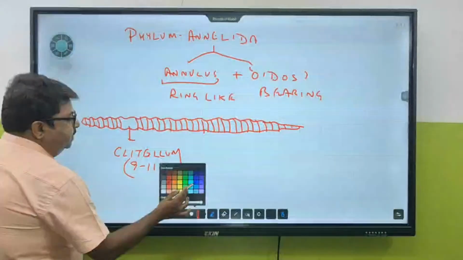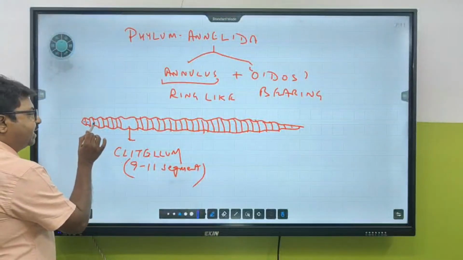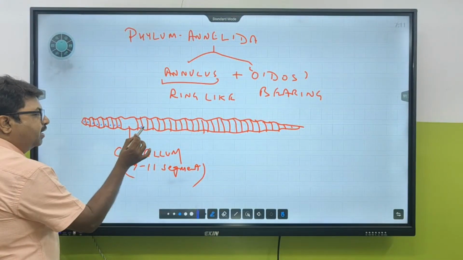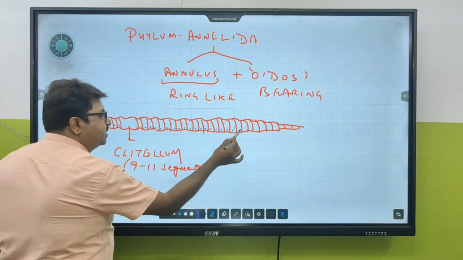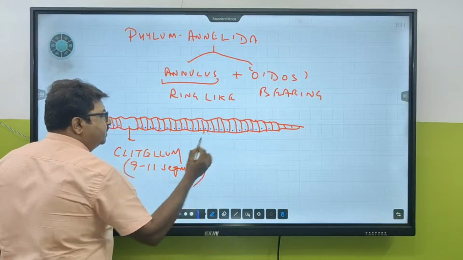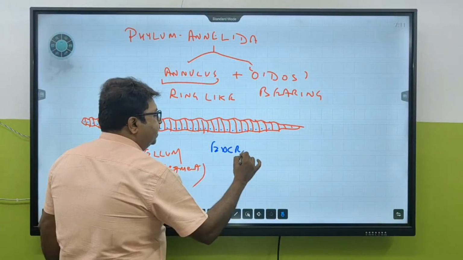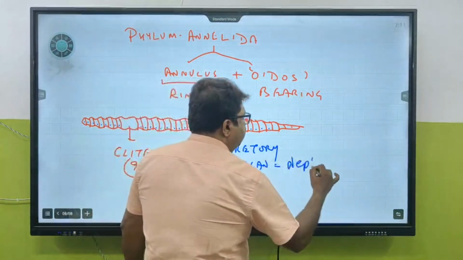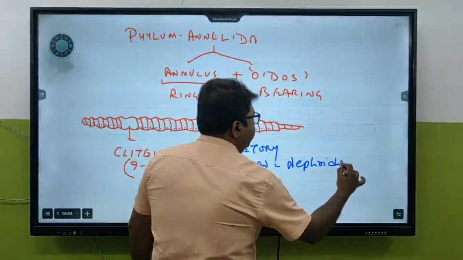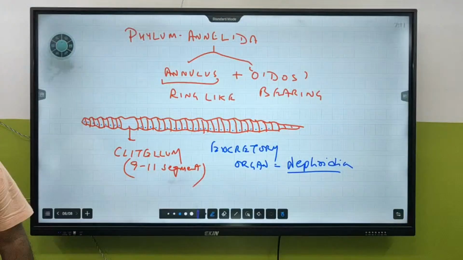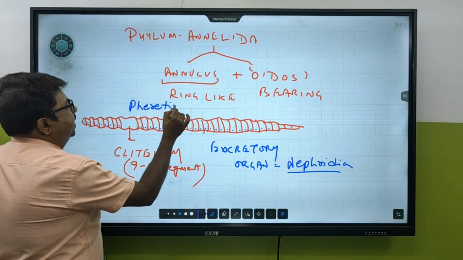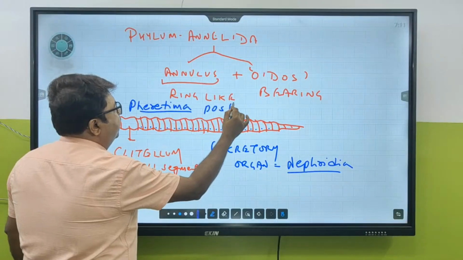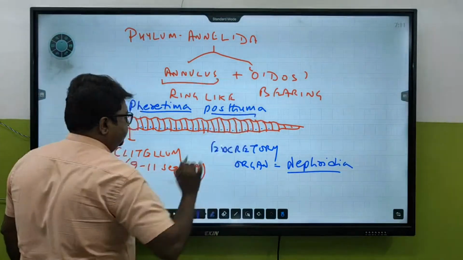Clear? Now, in every segment, what is present? Excretory organ. Remember? The excretory organ is present in every segment. What is the name of that? Nephridia. So the excretory organ in this earthworm is nephridia. And what is the scientific name of this earthworm? Pheretima posthuma.